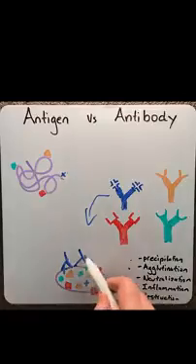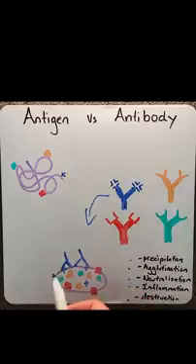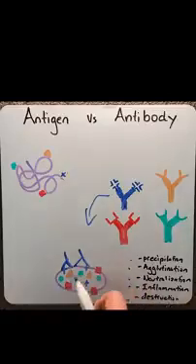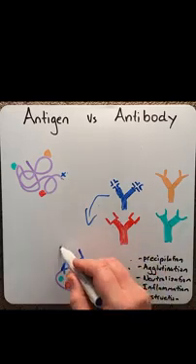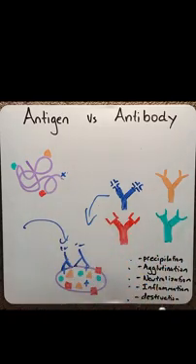Inflammation, where the antibodies can trigger an inflammatory response, such as through histamine. And finally, destruction. This can happen through opsonization or phagocytosis or lysis, where the antibody will flag a response and other white blood cells will come in to cause that destruction.